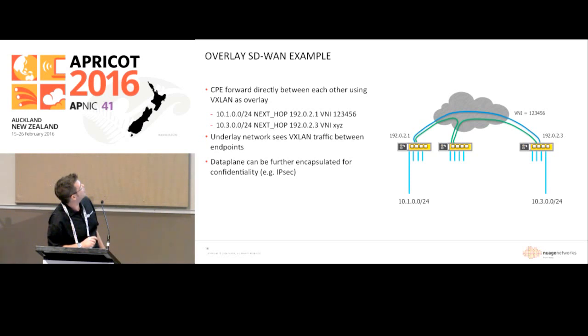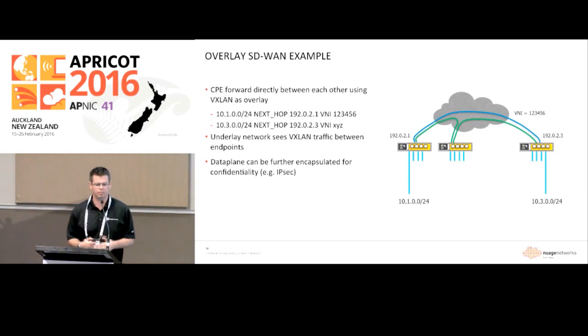So on the underlay network, 192.0.2.1, 2, 3 are the uplink or outside IP addresses of the devices. These subnets are reachable behind them. We have a VXLAN tunnel which is going to be established between them, a stateless tunnel, so established is actually a poor choice of words by me. And we populate a FIB which looks like this. Next hop 192.0.2.1, VNI whatever. We can also use the segment identifier for service chaining as well. We can then further encapsulate that inside IPsec for confidentiality, and that's a pretty common example in the SD-WAN use cases.